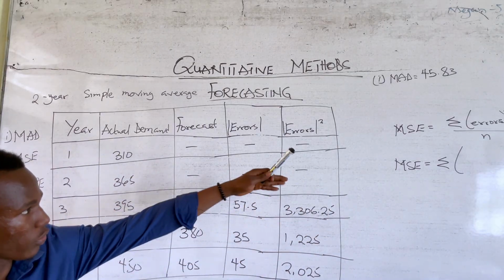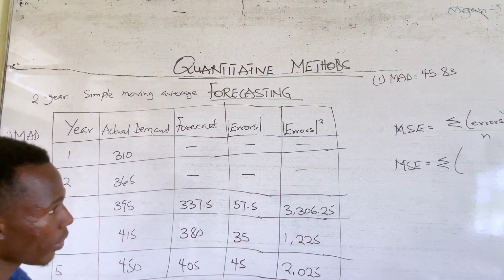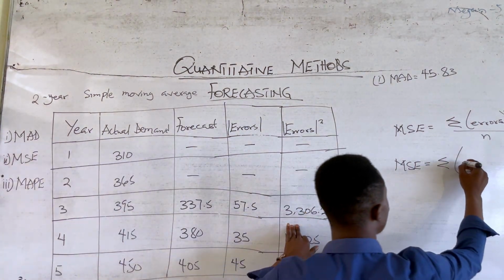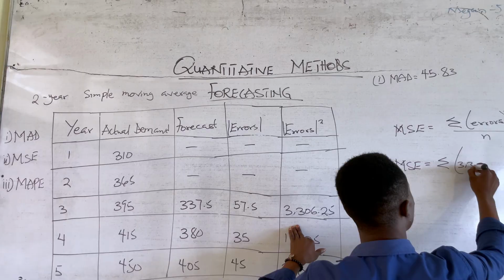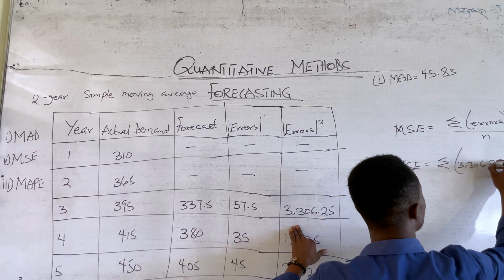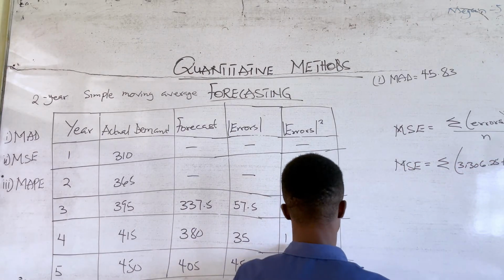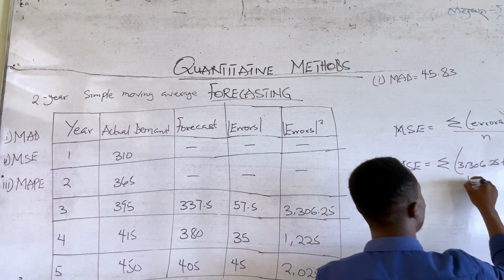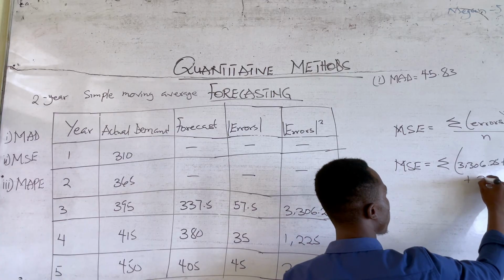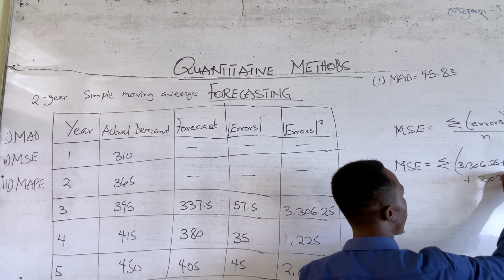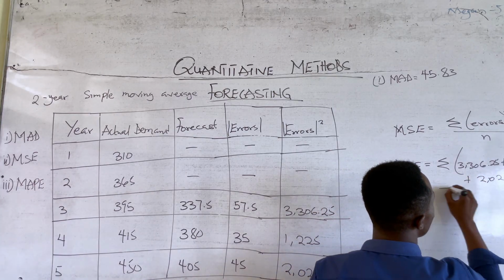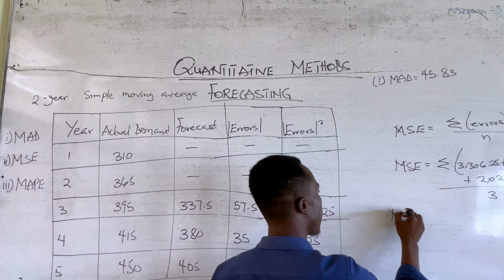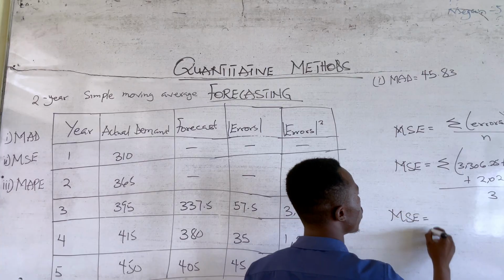For the errors, we have already squared them, so we are just going to put the values there. So it's going to be 3,306.25 plus 1,225 plus 2,025. Okay, divided by 1, 2, 3. So divided by 3. So our MSE is equal to.